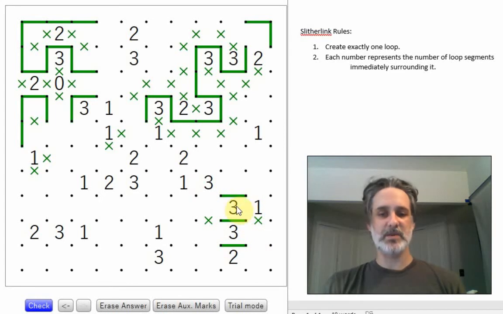Let's take a look at these 3s that are diagonal to each other. If I try to close this off, that automatically gives me 2 non-segments and a 3. That's no good. So this has to be the path, and similarly, those have to be paths.